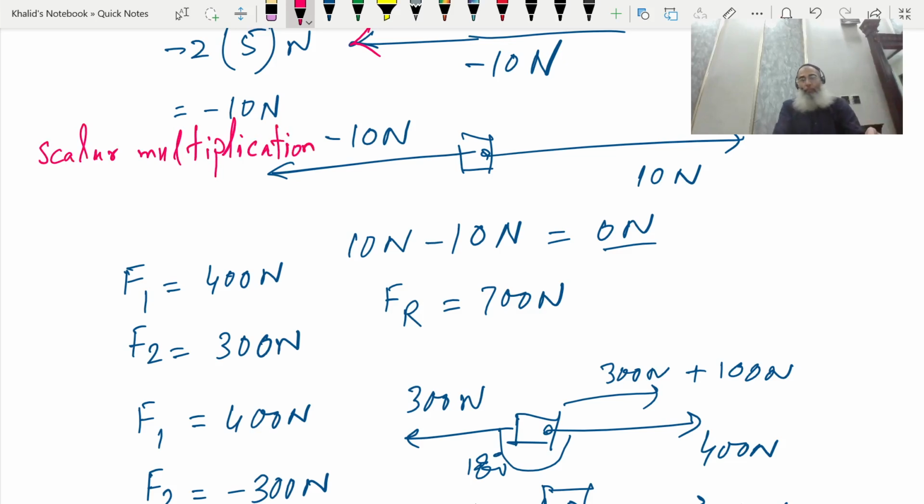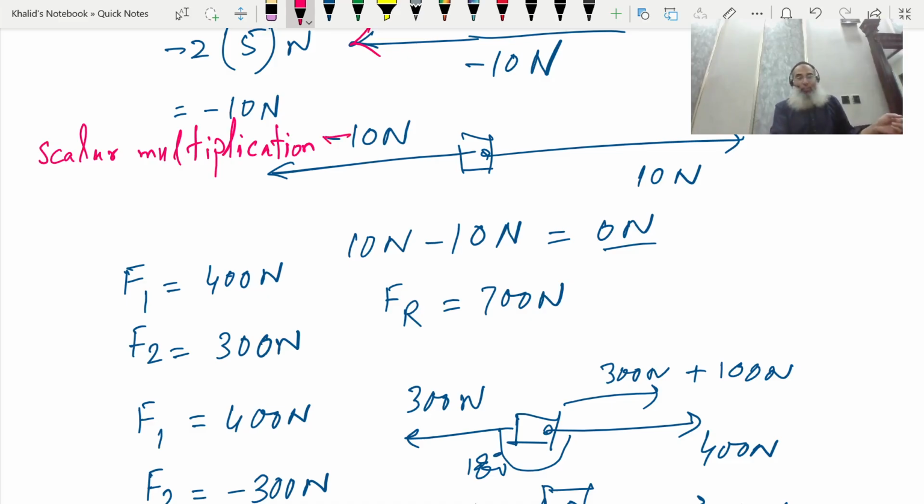And then here you can see that if I am pulling an object, the 10 Newton force to the right and the 10 Newton force to the left, what will be the net effect on the body? The body will not move. We already know, because we are pulling the body with the same force in opposite directions. 10 Newton here, 10 Newton there.